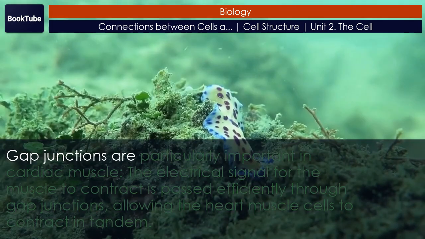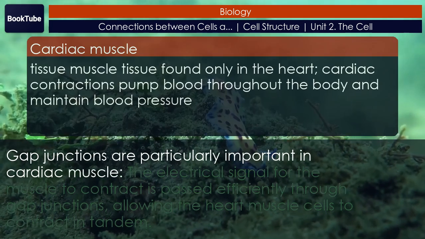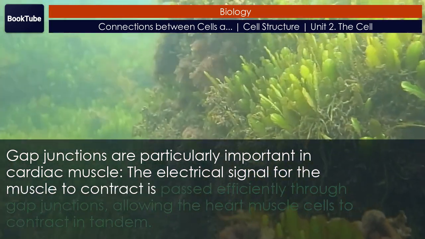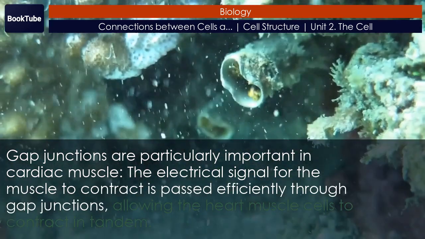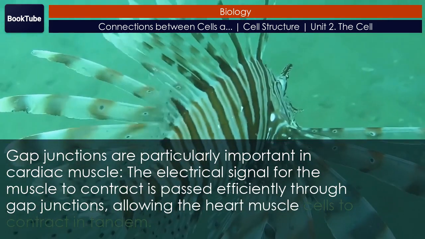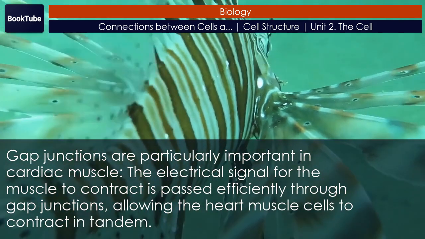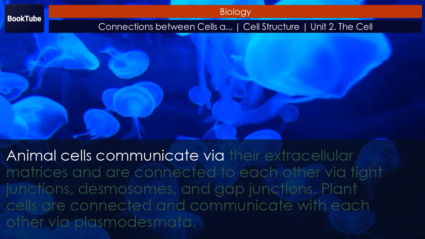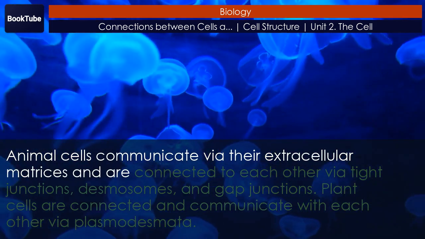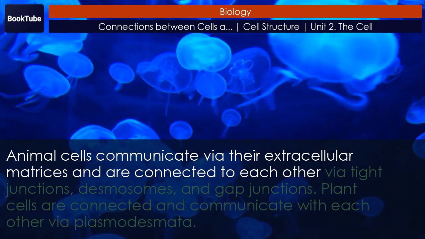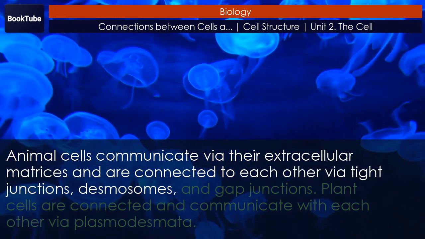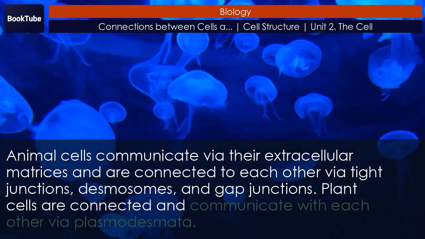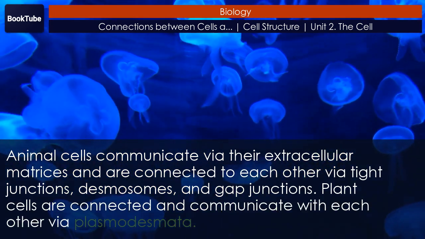Gap junctions are particularly important in cardiac muscle. The electrical signal for the muscle to contract is passed efficiently through gap junctions, allowing the heart muscle cells to contract in tandem. Section summary. Animal cells communicate via their extracellular matrices and are connected to each other via tight junctions, desmosomes, and gap junctions. Plant cells are connected and communicate with each other via plasmodesmata.